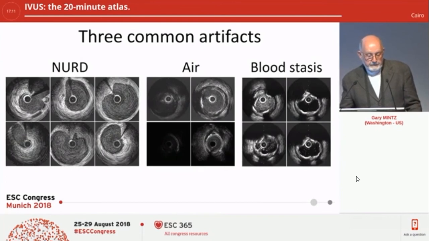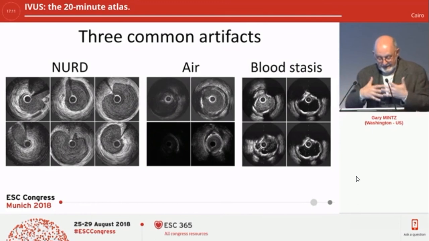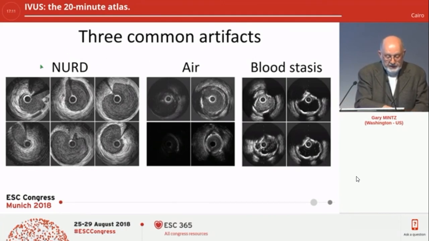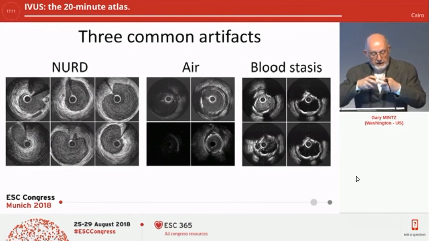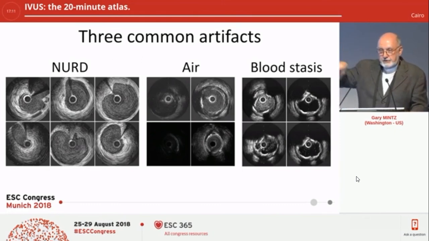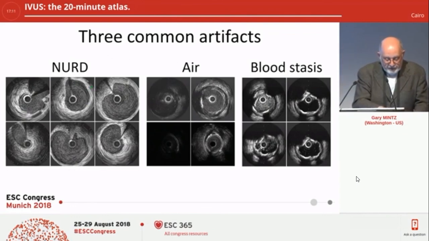And lastly, a couple of common artifacts. Artifacts in any imaging modality are one of the things you must learn to recognize. Non-uniform rotational distortion happens when the drive shaft of the IVUS catheter is grabbed or it's tight, either with your hemostatic valve or tortuosity in the vessel, so that the IVUS catheter doesn't spin uniformly. It whips around, and you get these crazy-looking smearing kind of thing.